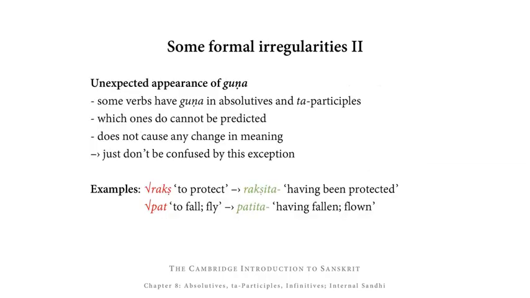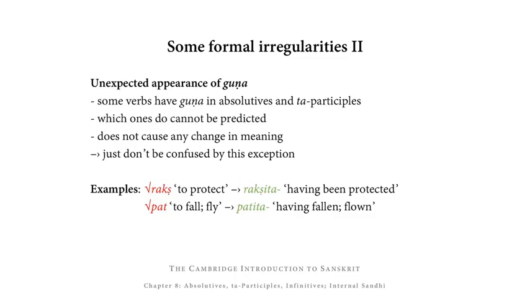Another irregularity is that some verbs have guna of the root, not zero grade of the root, in their absolutives and tap participles. Which ones do that cannot be predicted. And also, again, this does not cause any change in the meaning of these tap participles or of these absolutives. And so this is relevant only in as far as it just should not confuse you. So raksh, to protect, gives us a tap participle rakshita, with the full grade, the guna of the root, and an I. And neither of those affects any change to the meaning of this tap participle. It's still past and it's still passive, rakshita, having been protected.